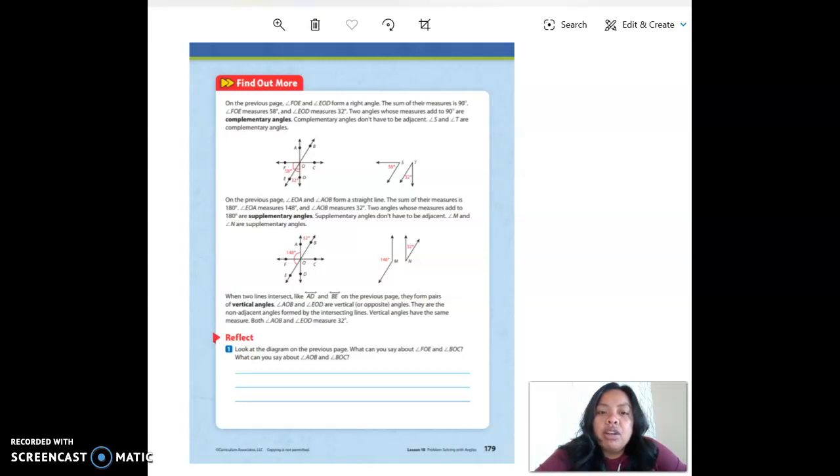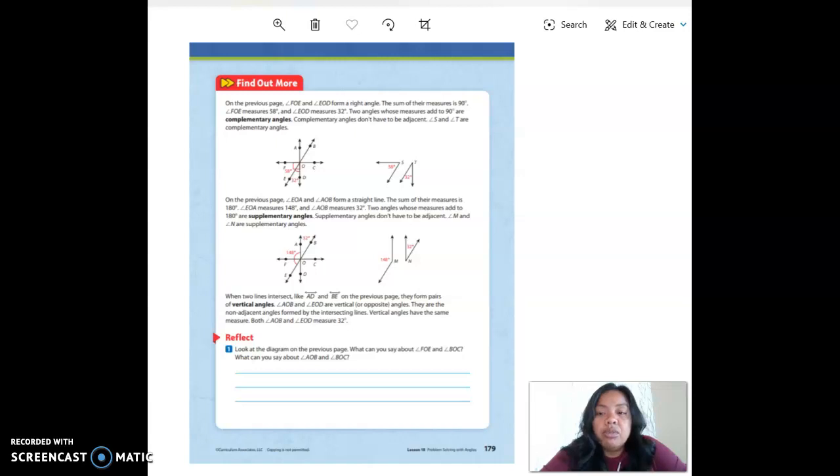On the previous page, angle EOA and angle AOB form a straight line. The sum of their measures is 180, and we talked about that as well. A straight angle is 180 degrees, I'm sorry. Two angles whose measures add up to 180 degrees are called supplementary angles. Supplementary angles don't have to be adjacent. Angle M and angle N are supplementary angles. That means they don't have to be next to each other as long as they add up to 180 degrees or make a straight line. They are considered supplementary angles.